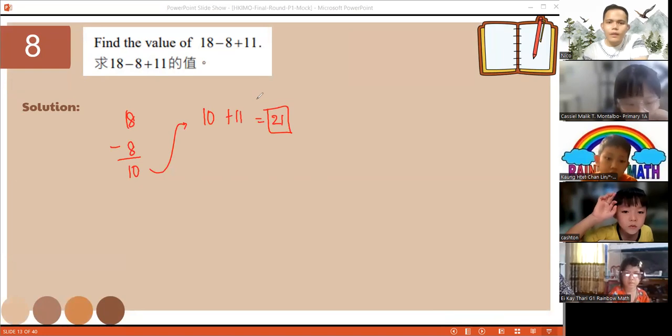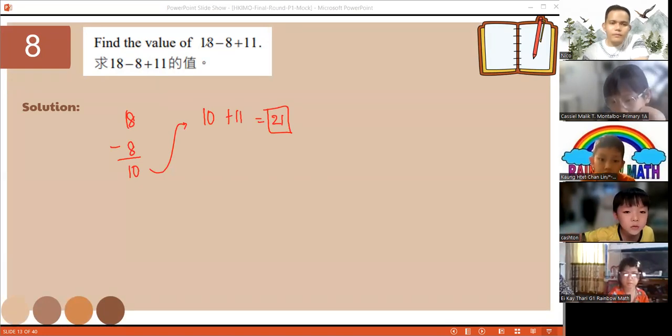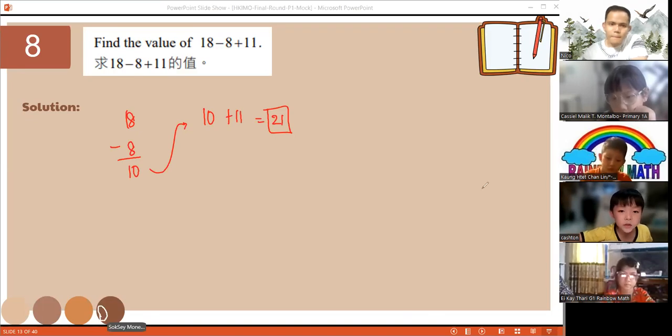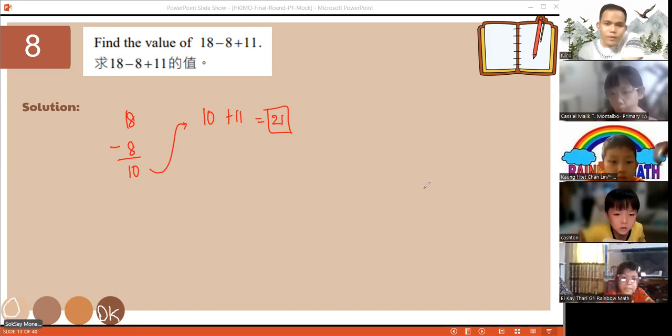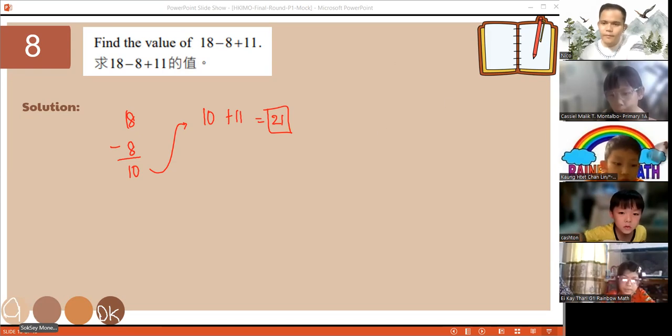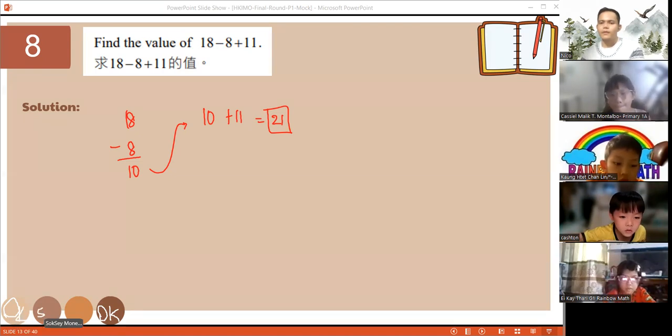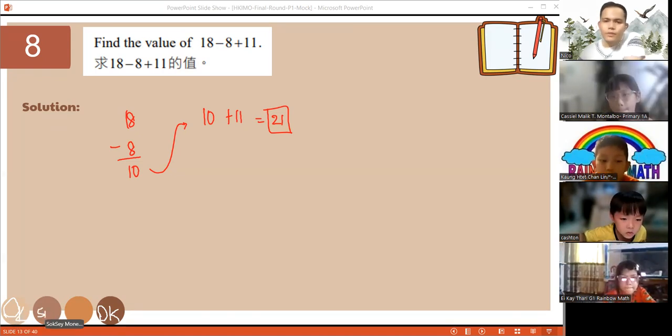Huh? Okay. You raised your hand. You have any concern? Ashton? This 18 minus 8 is 10 and plus the 11 is 21. So 18 minus 8 is 10. Then you just plus 11, so it's 21. Okay. Basically, it's very easy. Okay. Let's proceed with the next question.